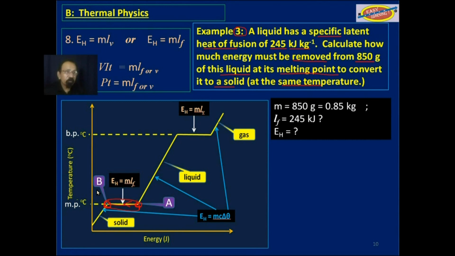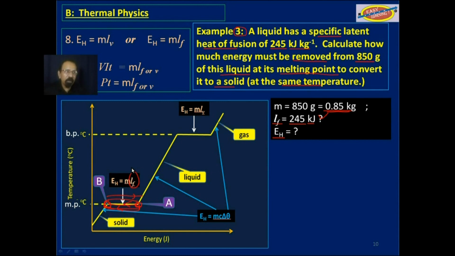What are we given? We know the mass of the liquid we are dealing with. It's 0.85 kilogram. We know the latent heat of fusion is 245 kilojoules. We want to find how much heat we need to remove from this liquid to make it a solid. So let me make something quite clear here. If you are going in that direction or you're going in this direction, whether you're adding heat or removing heat, it is called the latent heat of fusion.